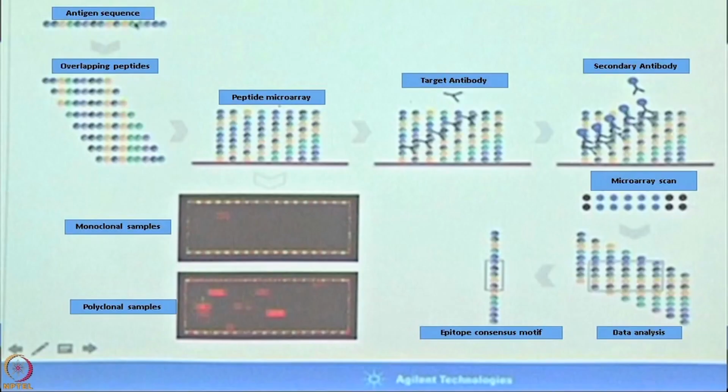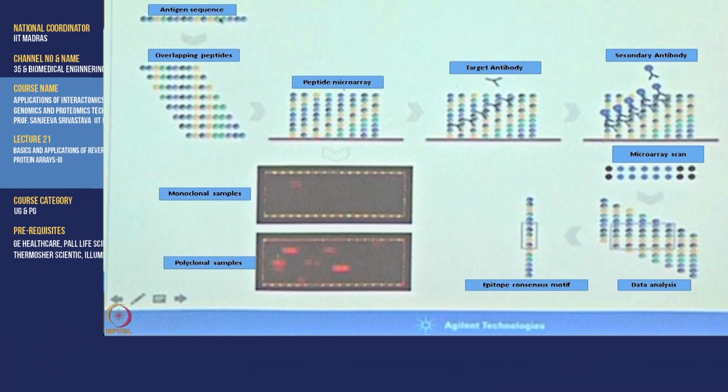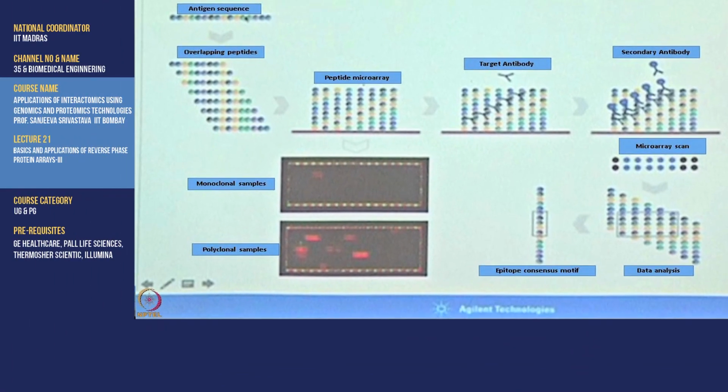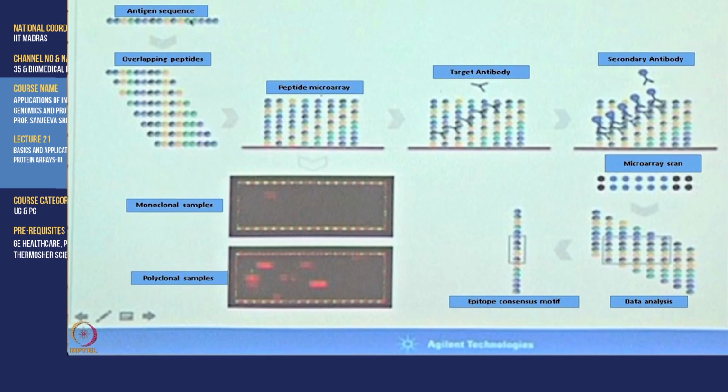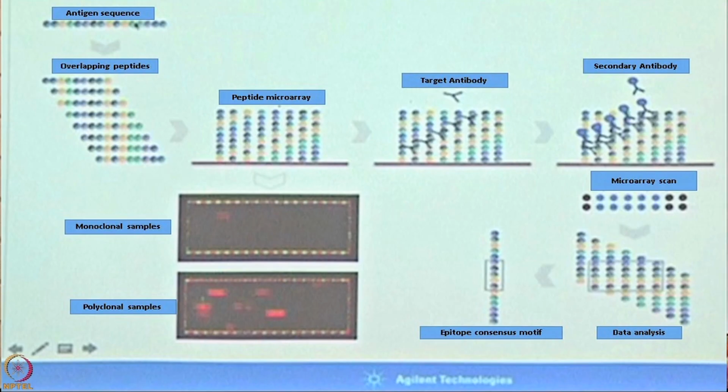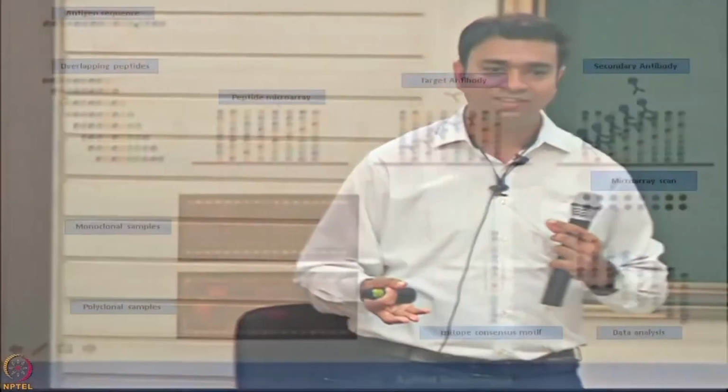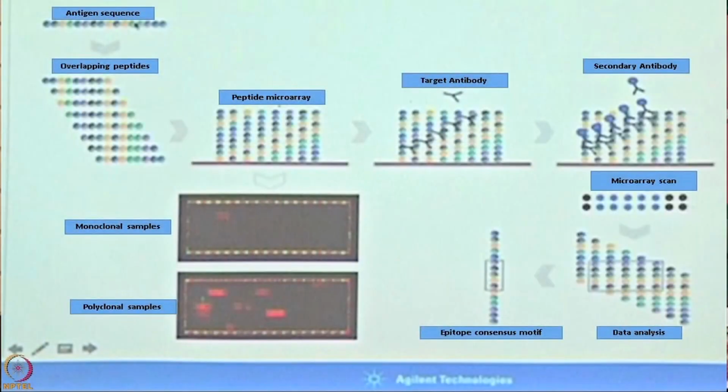So let's start with linear, right? Suppose this is the antigen sequence, right? This is the antigen sequence. What they do, they make overlapping peptides of this antigen sequence. So these are the antigen sequence, and they are overlapping peptides. They make overlaps in that, and these overlapping peptides are basically synthesized on this peptide array. You have this antigen sequence, you know that, but you don't know what the epitope for that is, right? So then they use the target antibody, which you want to define the epitopes.